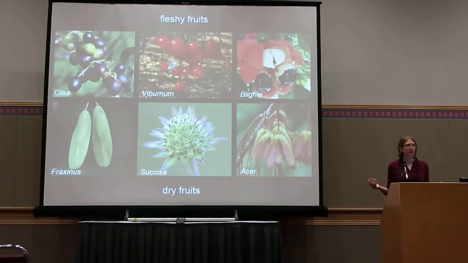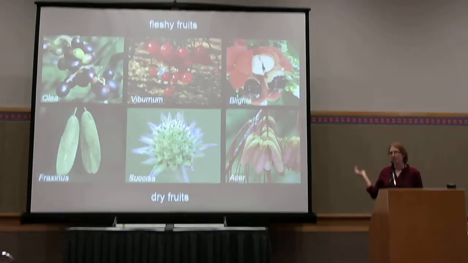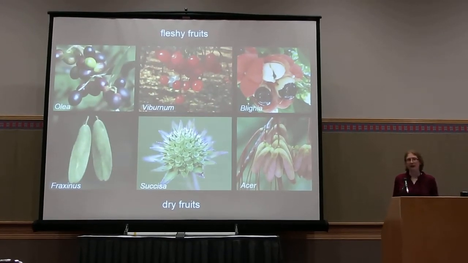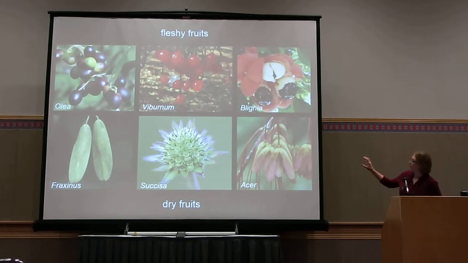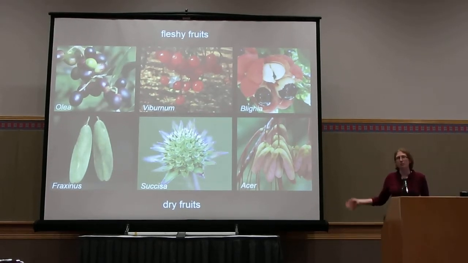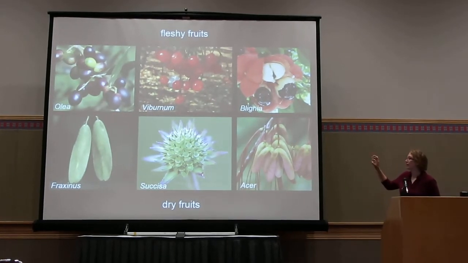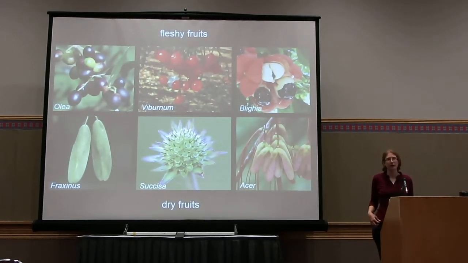So a lot of people are familiar with maples, but there's also many other ways that plants can disperse in the wind. But many plants also rely on animals. And so up here, what I've shown are 3 different groups of plants that have fleshy-fruited clades within them on the top, and then relatively close relatives that are dry-fruited.